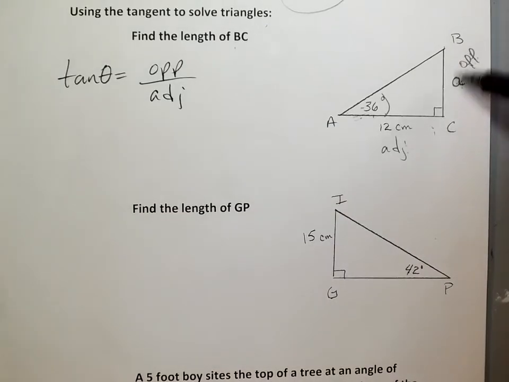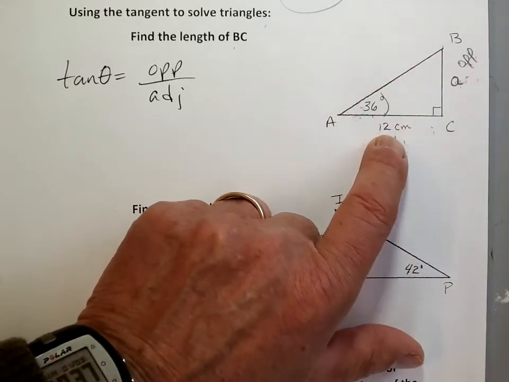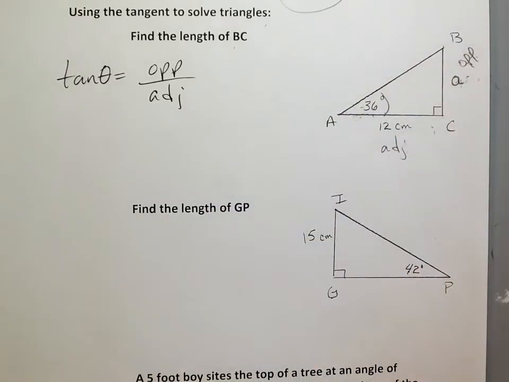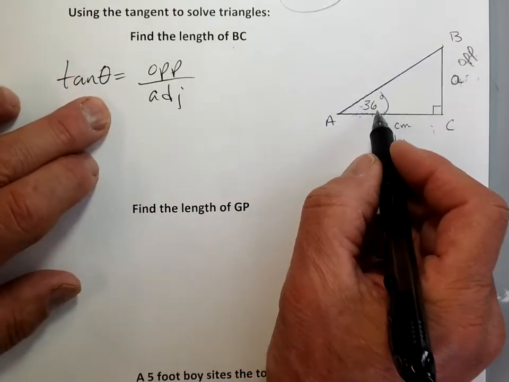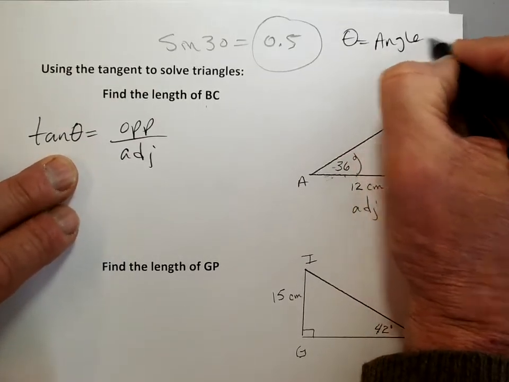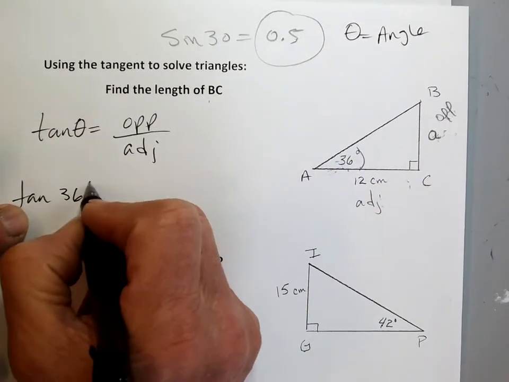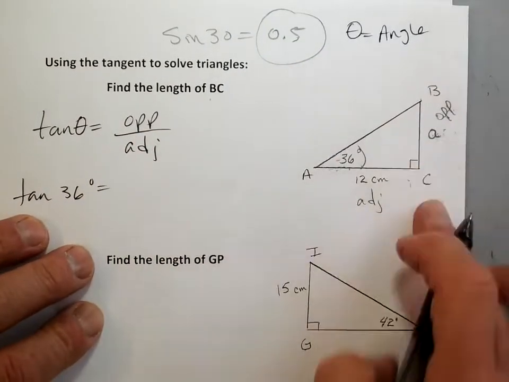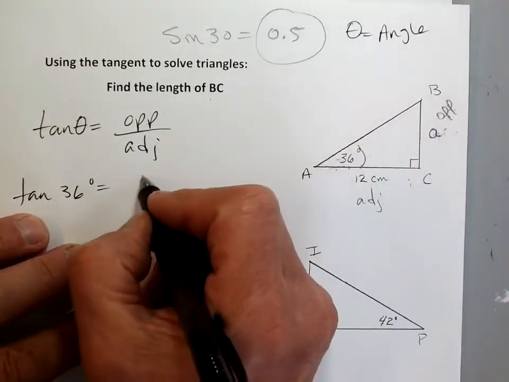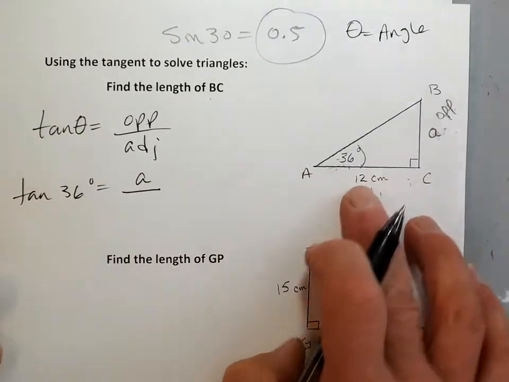This is my opposite adjacent. I need to find BC, so I have to use the opposite side. I want to use my 12. I don't know anything about the hypotenuse, so we're not going to use the hypotenuse at all. Now theta is my angle. So I'm going to rewrite this as tangent of 36 degrees equals my opposite, which is BC, but I called it little a because I like a variable, over my adjacent, which is my 12. Use the 12, use the number.